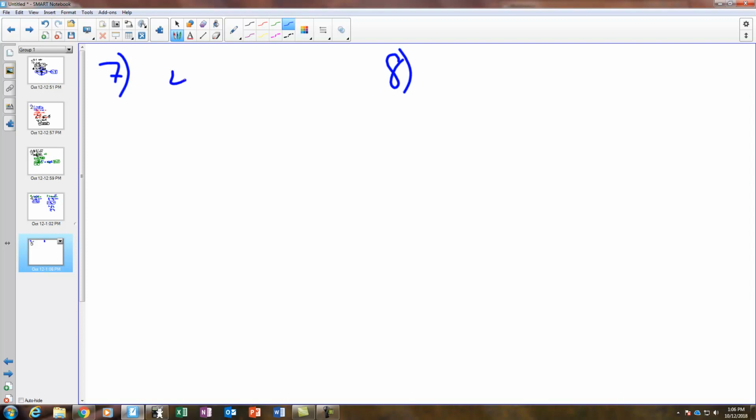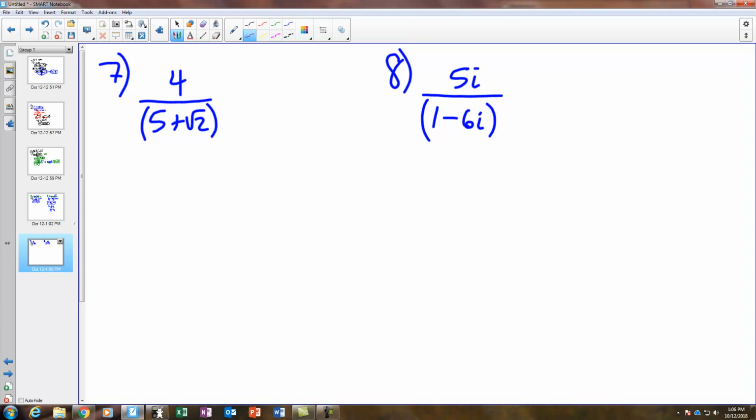We have 4 over 5 plus root 2. And over here we've got 5i over 1 minus 6i. In the instructions for the section, it says simplify completely, and then in parentheses it talks about rationalizing the denominator. That means no roots, no i's in the denominator. And so we have to multiply by something.